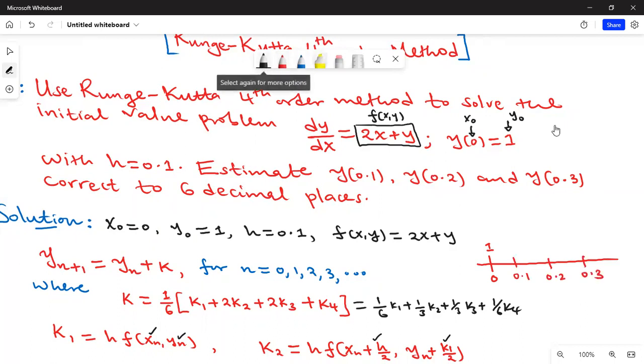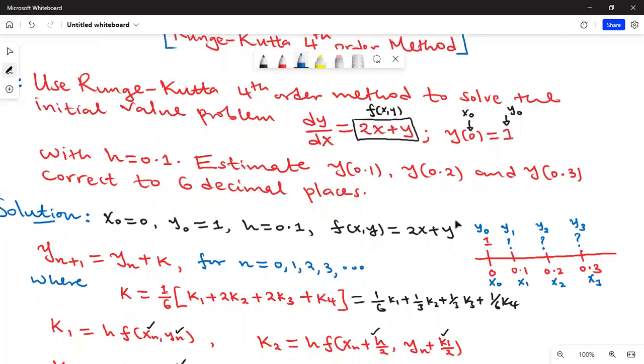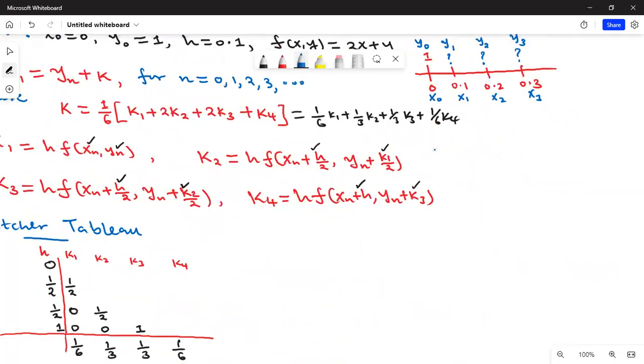So this is our x0, x1, x2, x3. This is our y0. I don't know the value here, which I need to find. That is y1. I don't know this, that is y2. I don't know the value here, and that is y3. And so when we write y1, it is y of 0.1, or simply y of x1. Let me write them here before we start the computation.